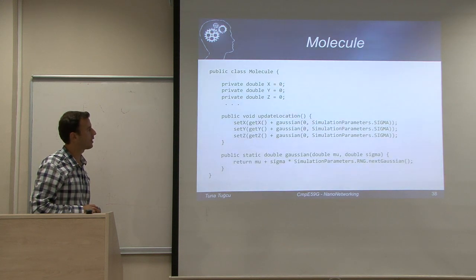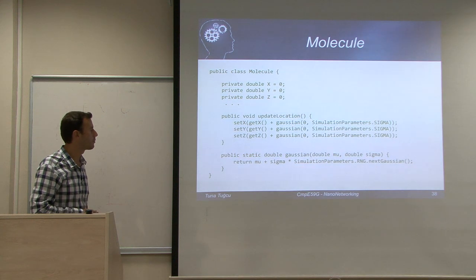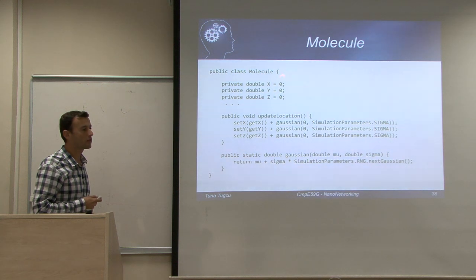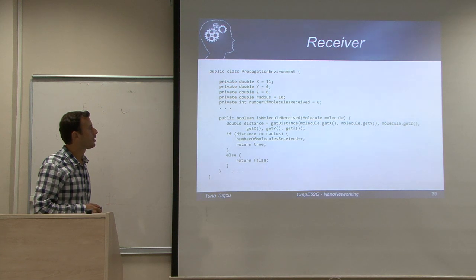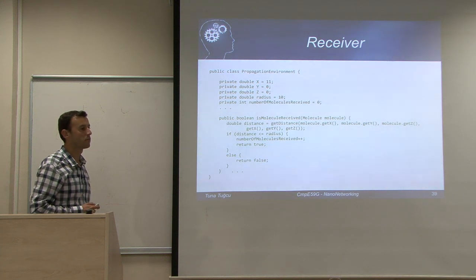Let's see the molecules. The only thing that we have added is this Z dimension, the third dimension, and of course the location update for the third dimension. Easy. We release everything from the center, the origin, 0, 0, 0. Sorry, I think that's a mistake. This should be the receiver. The receiver also has coordinates. It's a spherical one. Now you can understand that the radius is 10, and it is placed at position 11.